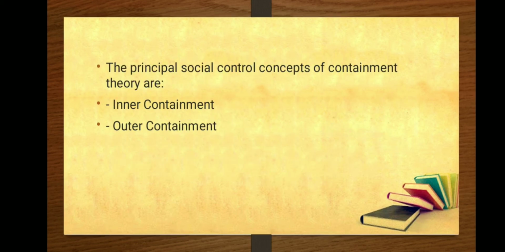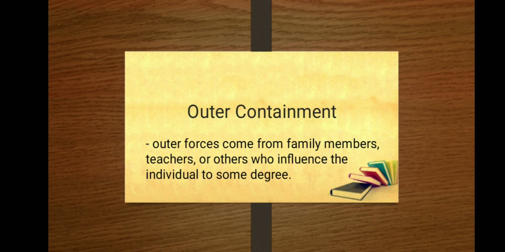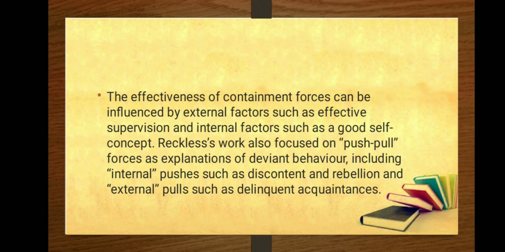The principal social control concepts of containment theory are inner containment and outer containment. Inner containment means inner forces stem from moral and religious beliefs as well as from a personal sense of right and wrong. And outer containment, outer forces come from family members, teachers, or others who influence the individual to some degree. The effectiveness of containment forces can be influenced by external factors such as effective supervision and internal factors such as a good self-concept.